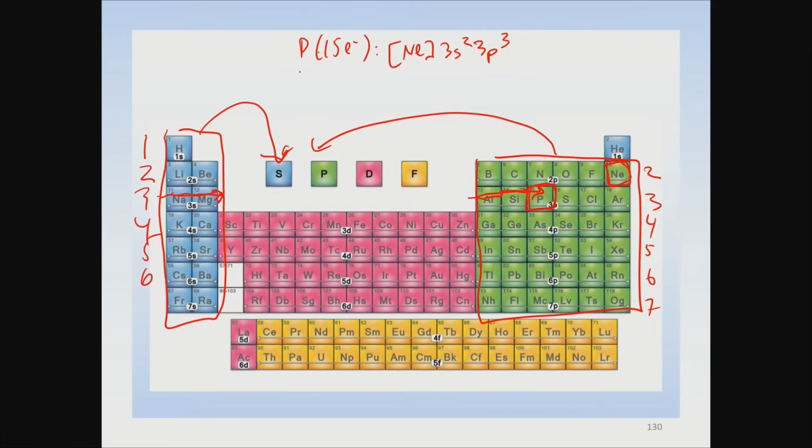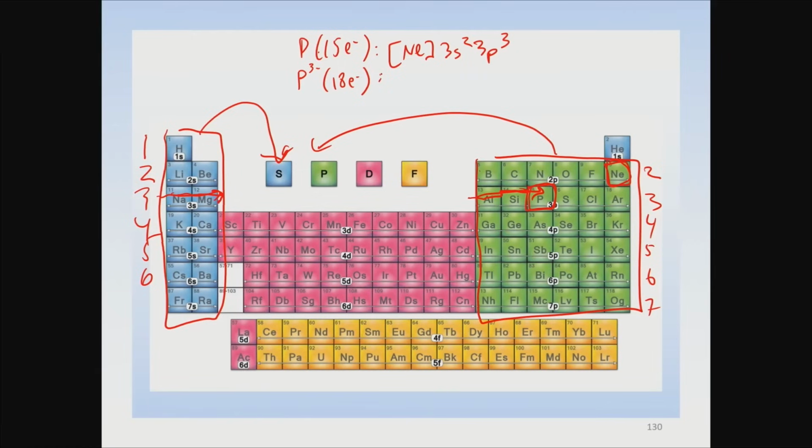Now, can you figure out what the phosphide anion's configuration would be? Phosphide anion is P3-. There are 18 electrons. And so where will the additional 3 electrons go? Well, they will go into the lowest energy orbitals that are available to it. So you're like, oh, is this a 6s orbital or a 5p orbital or a 10d orbital?